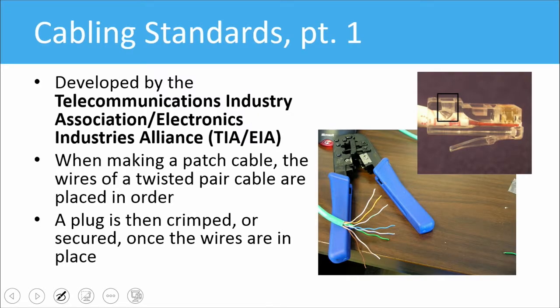All right, so these cabling standards that we're about to touch on are developed by TIA-EIA, right? The Telecommunications Industry Association and the Electronics Industries Alliance. When making a patch cable, the twisted pairs are placed in order, and that's part of the standard, right? The order is defined. We then use this device right here to do something called crimping. That's a crimper, by the way, in order to secure our wires into an RJ45 connector. Note here that it's placed down, trying to secure the wires into the connector.